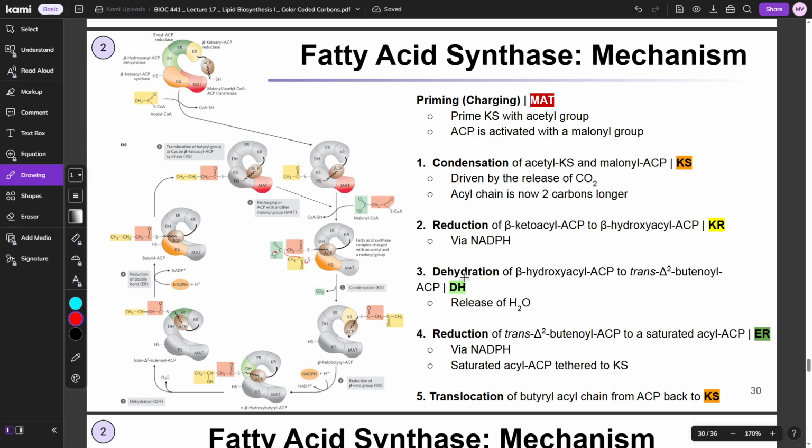So here's a nice little slide that I would use to memorize and get used to fatty acid synthase, but yeah, I'm not going to go over this whole thing again since you guys have already talked about it.